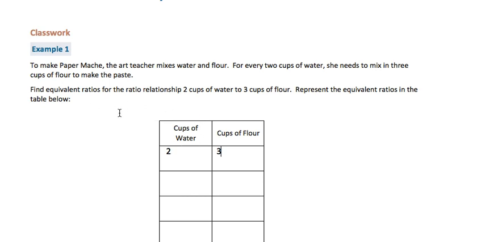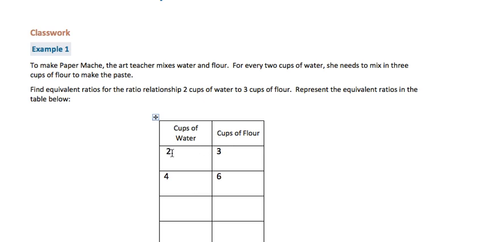Now what we need to do is find equivalent ratios for that relationship. And for a lot of us, the easiest way to do that would be to double them each time. If we had 2 cups of water and we doubled it, that would be 4 cups of water. And for 4 cups of water, we need 6 cups of flour. We multiplied 2 times 2 and we multiplied 3 times 2. You can find equivalent ratios that way as long as you are multiplying both numbers by the same number.